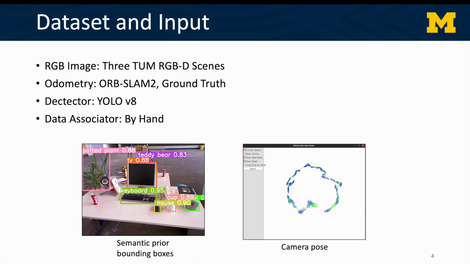To evaluate the algorithm, we used images from 3 different TUM RGBD scenes. These datasets are indoors and feature many man-made objects, which is the main use case for SO-SLAM. We use both estimated odometry data using the ORB-SLAM2 algorithm and ground truth odometry. Image detection is done with YOLO to give a semantic prior on the objects. Data association was done by hand.